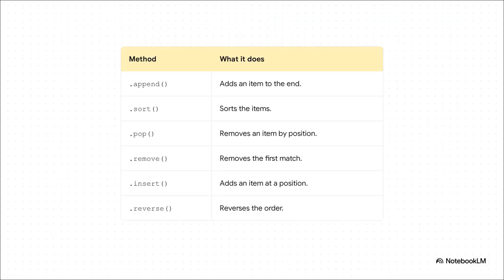Now, because lists are mutable, they come with a whole bunch of built-in power tools. We call these methods. They let you do all the common things you'd want to do. .append lets you add a new tool to the end. .sort puts everything in order for you. .pop and .remove let you take specific items out. These are your go-to functions for managing what's inside your list.